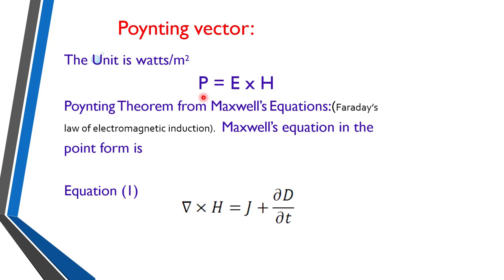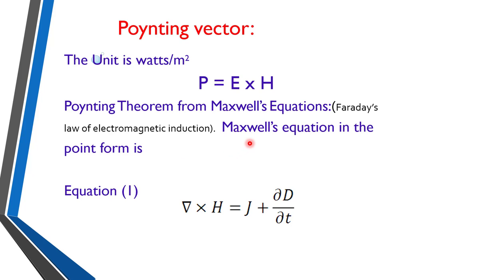As we know, P bar is equal to E bar cross H bar, and E is measured in volts per meter, H is measured in amperes per meter, so volt multiplied by ampere divided by meter square is nothing but watt per meter square. So the unit of Poynting vector is watt per meter square. It indicates energy density, energy per unit area. To derive the Poynting vector, we can use Maxwell's equations, and probably most of the things are based on Faraday's law of electromagnetic induction.